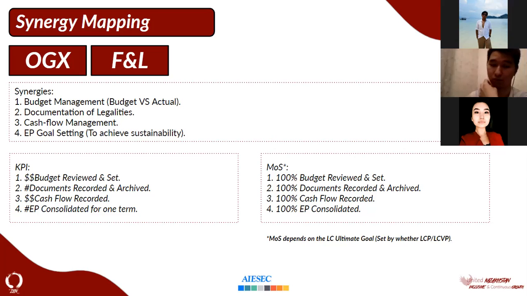Later I will explain it more. Again, for the MOS, it's 100% budget reviewed, 100% documents recorded and archived, 100% of cash flows, and 100% of EP consolidated. But again, it depends on the LC's ultimate goal, maybe 80%, 70%, or 100% based on your LC situation, or based on your ambition as well. For the LCPE, you need to take note of this.